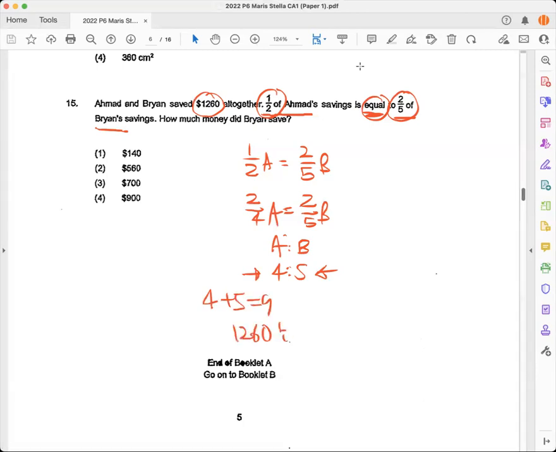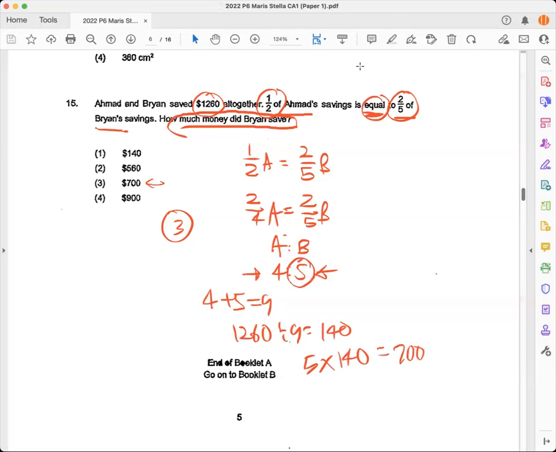1260 divided by 9, you get the value of 1 unit. That's 140. The question is, how much money did Brian save? Brian is this, so 5 units. 5 times 140 gives you 700. So that's the answer.